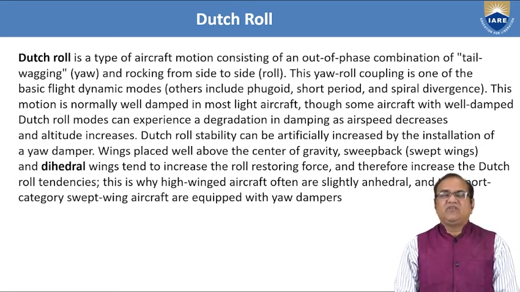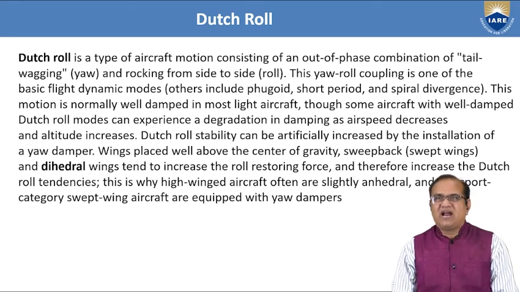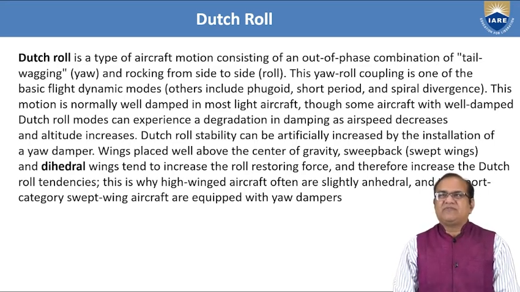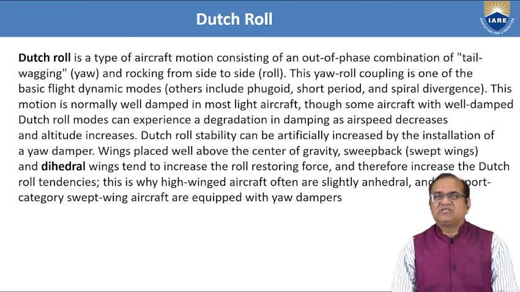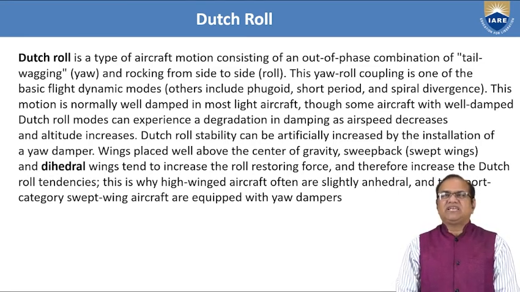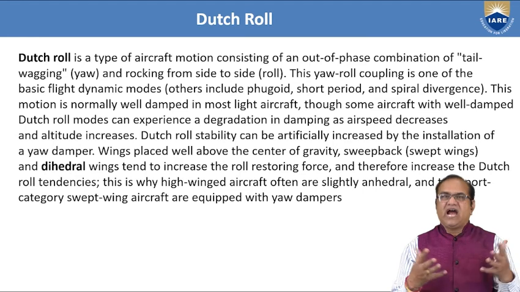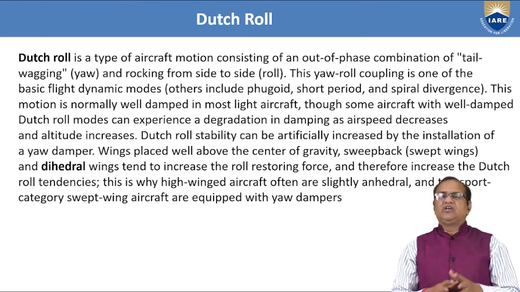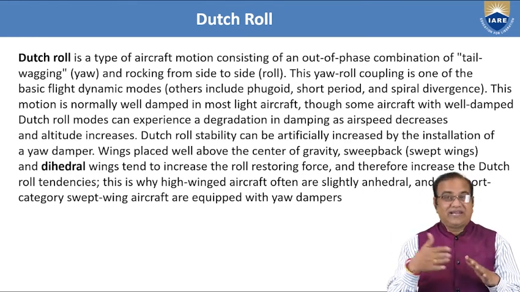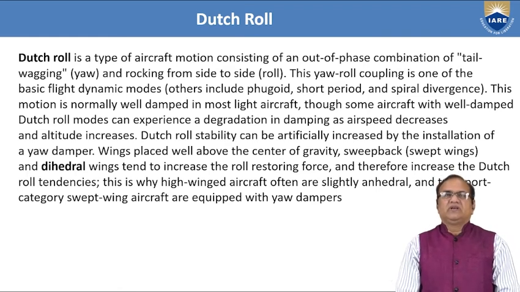This motion is normally well damped in most light aircraft, though some aircraft with well damped Dutch roll modes can experience a degradation in damping as air speed decreases and altitude increases. Dutch roll stability can be artificially increased by the installation of a yaw damper. A hydraulic system is installed so that the yaw damper will try to damp out the yawing.